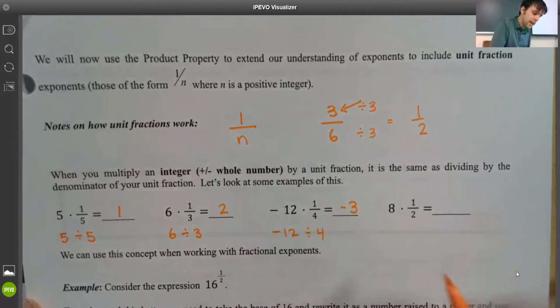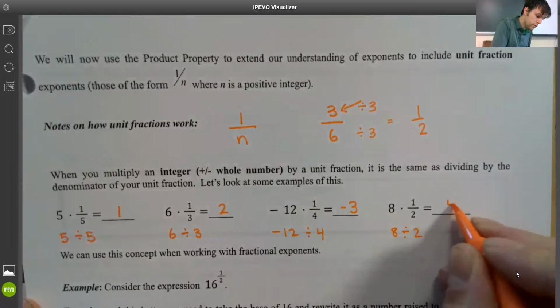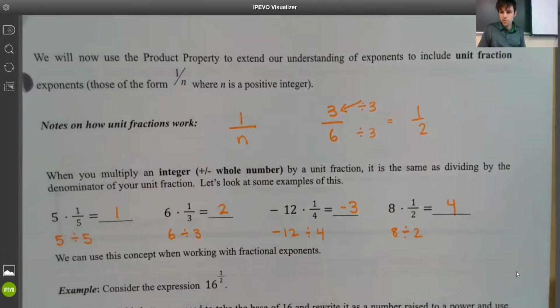And then 8 times 1/2 is the same thing as 8 divided by 2, which is 4. Really important kind of shortcut skill to remember and make use of. So let's consider the following expression, 16 to the 1/2 power. What does it mean to be to the 1/2 power?